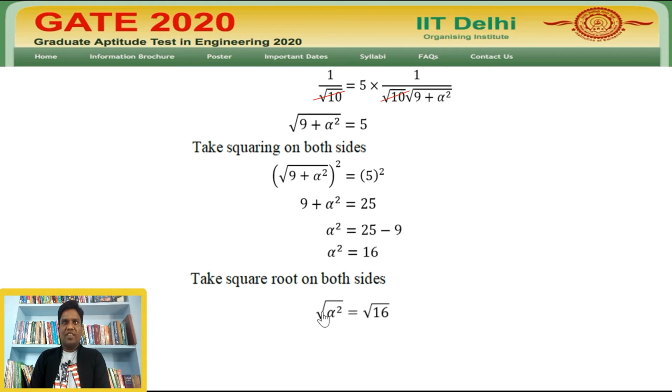In the left hand side of the equation, the square root and the square cancel each other, and on the right hand side, root 16 is 4. Then the equation will be alpha equal to 4. So the answer is alpha equal to 4. This is the required answer for this problem.